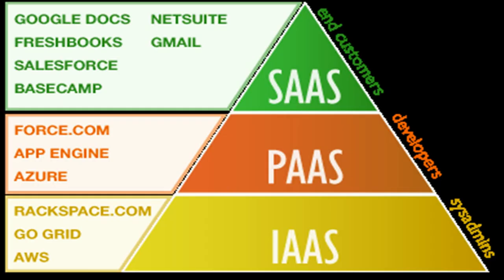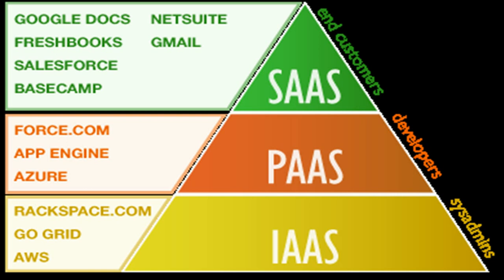Here we are going to see the famous examples for those particular categories: IaaS, PaaS, SaaS. If I say in this slide that Azure comes under PaaS, it doesn't mean that it is not providing IaaS, but it is famous for platform as a service.